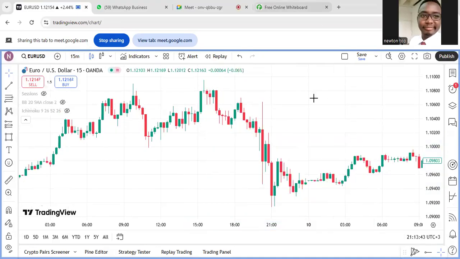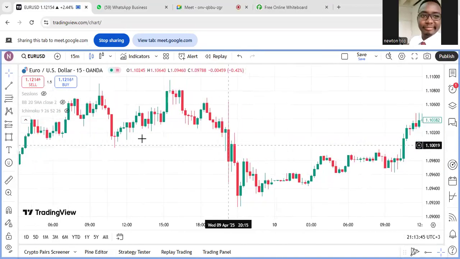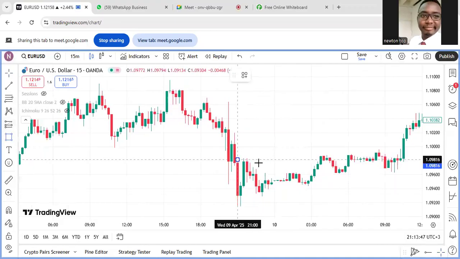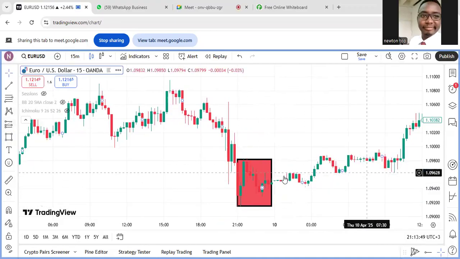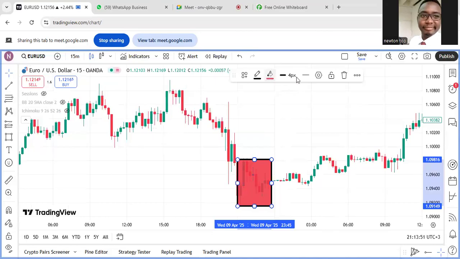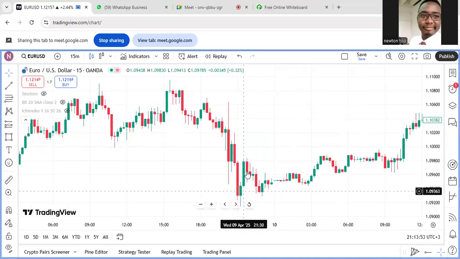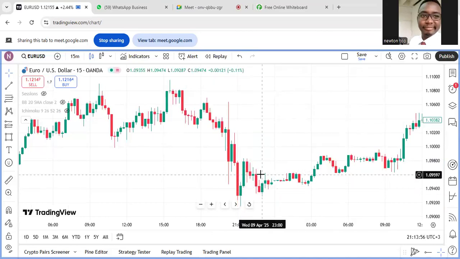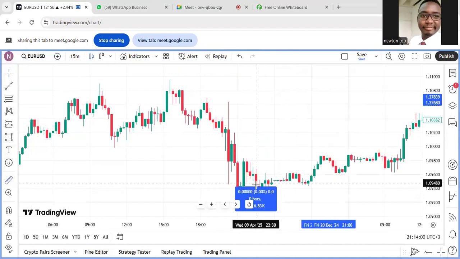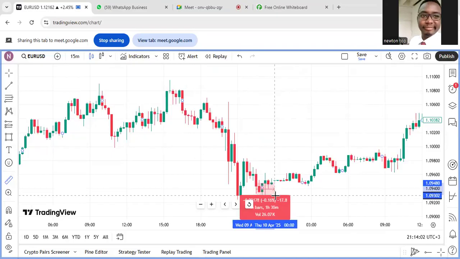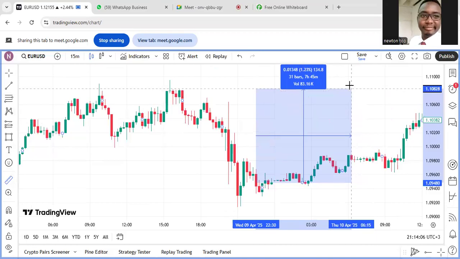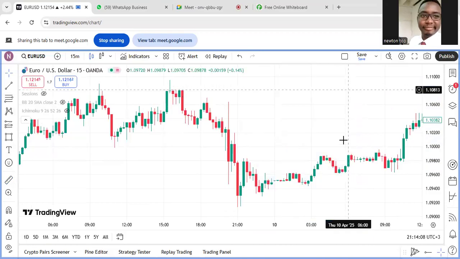So here you can see we had a W pattern. I don't know if it's clear, but this one is a W pattern. First leg, second leg here. That's what I was telling you. So for example, this one, you could have set a stop loss of maybe 20 pips, and you target maybe 500 pips or 1,000 pips.